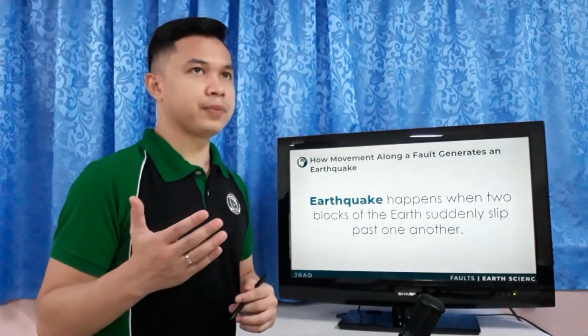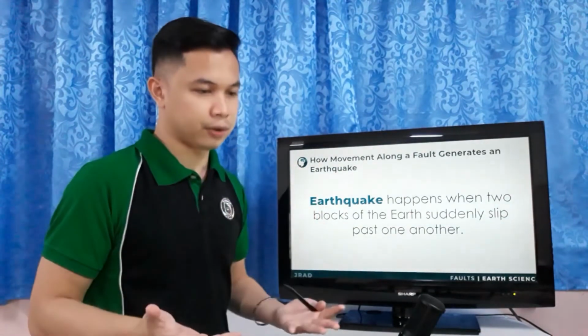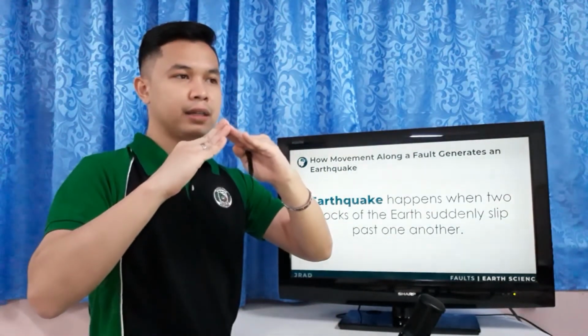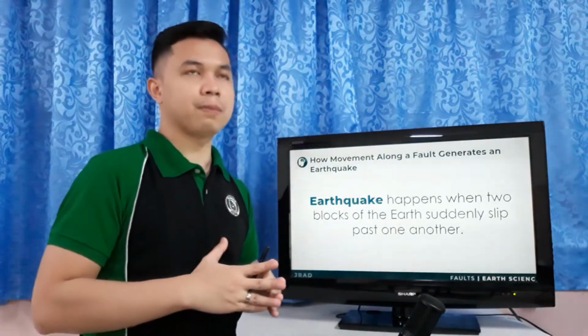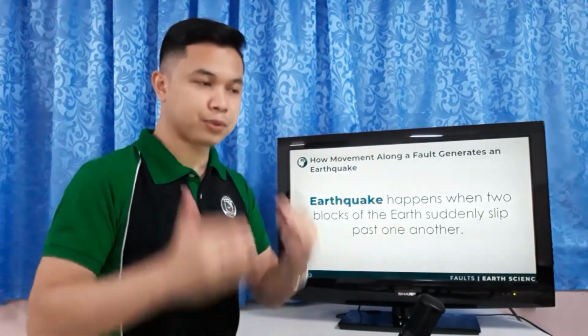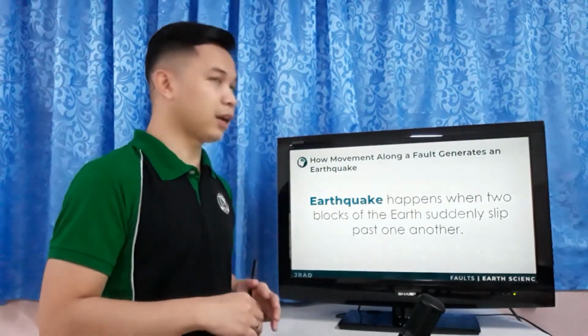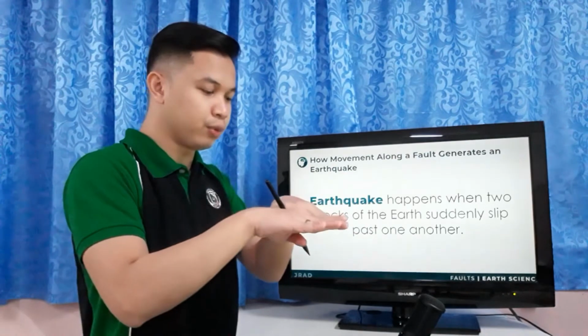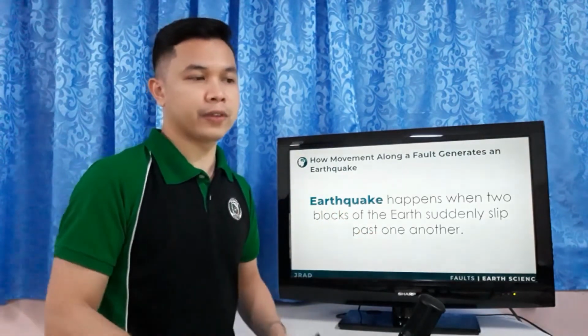So remember, merong tinatawag pag nag-compress yung dalawang tectonic plates, nagkakaroon ng earthquake. Kapag naman nagkaroon ng tension, nagkakaroon ng earthquake. Kapag nagkaroon ng volcanic eruption, magkakaroon na naman ng shaking or earthquake. At kapag nagkaroon ng shearing or moving sideways ng dalawang tectonic plates, nagkakaroon ng earthquake.